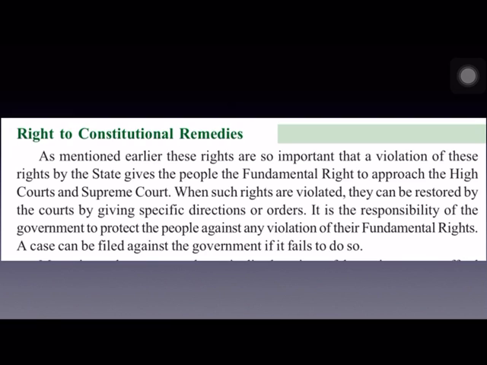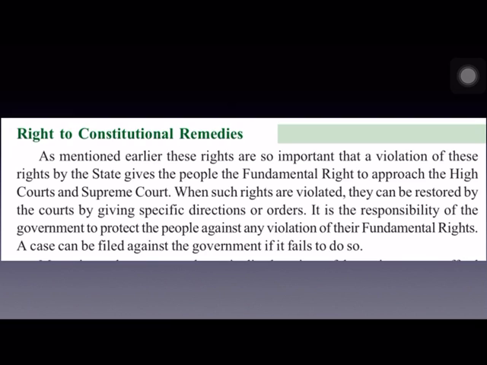That means, according to this right to constitutional remedies, if any of the fundamental rights are deprived to any of the citizens, they can go to the courts and challenge it in the courts and get back their fundamental rights. According to this right, they can approach the courts. That means this right is protecting all the other fundamental rights. These rights are very important because this right is protecting all the other fundamental rights.